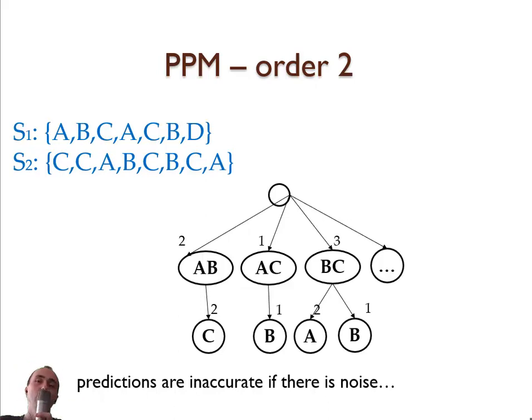Also, maybe the predictions can be inaccurate if there's some noise. So let's say you do AB or you do BA. PPM order 2 will think these are different, but maybe in real life they are the same situation. It depends on your data. Is the order important or not, for example? So if there is some noise and the order changes a little bit, maybe the predictions are not good.